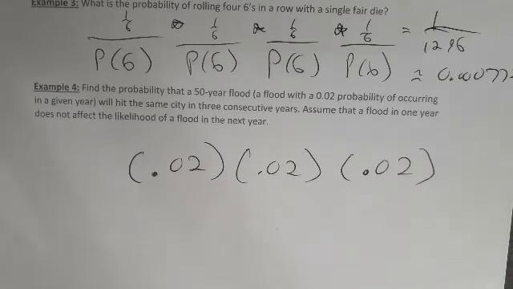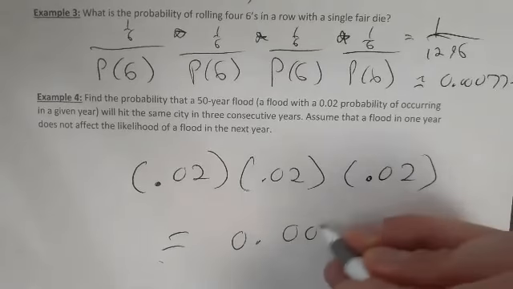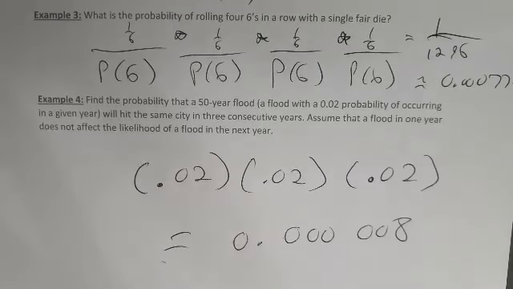And so we want to know, well, what's the probability it will flood in year 1 and year 2 and year 3. We have to multiply these 3 things together, and there are 5 zeros here, 5 and 8. So you probably figured flooding 3 years in a row should give you a really, really small decimal number.